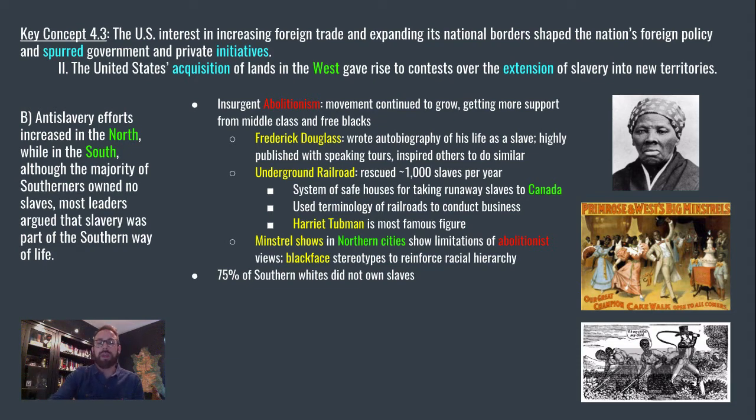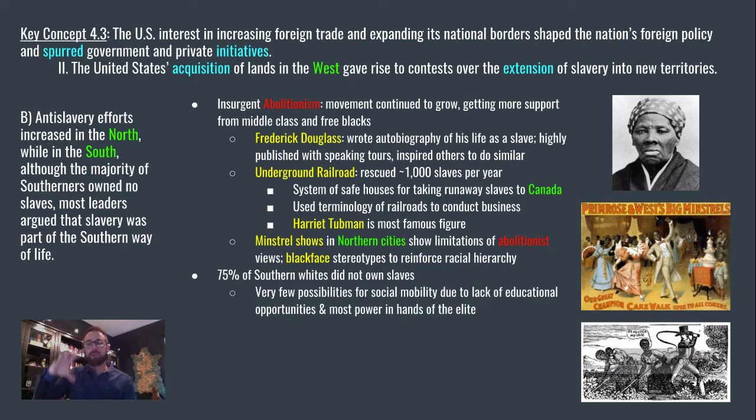Okay, so the reason this happened is those same people, the plantation elite, had controlled power in the system for so long that there weren't a lot of possibilities for social mobility in the South. There was not education, so you could not learn how to do something and make it into the middle class. You were beholden up to the elite who ran the system.